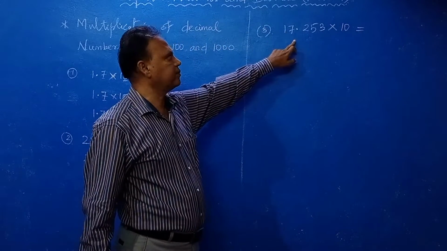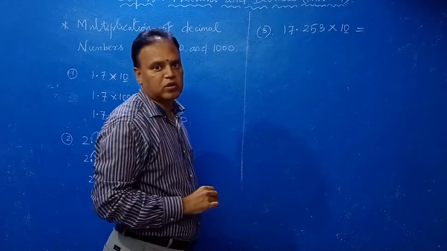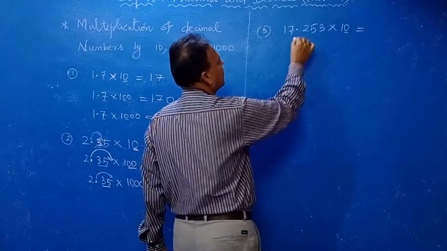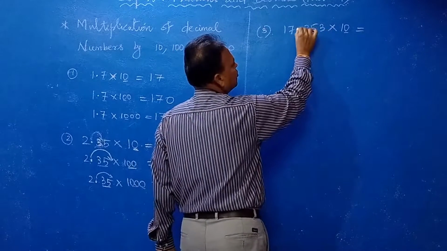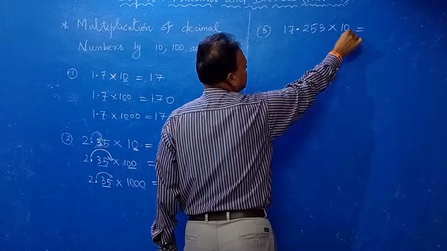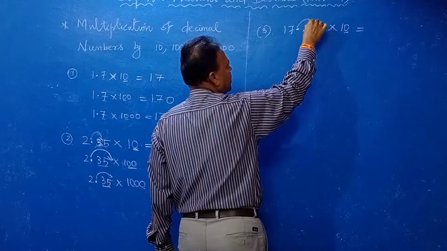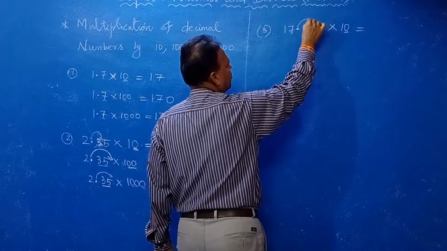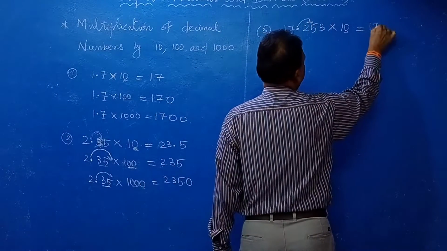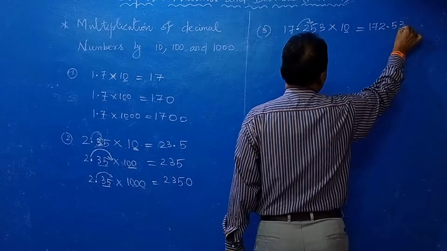17.253. So here there is one digit after the decimal, here 1 0, and after the decimal 3 digits are there. So when you multiply by 10, that means 1 0, you move this decimal point by one digit. That means 172.53.